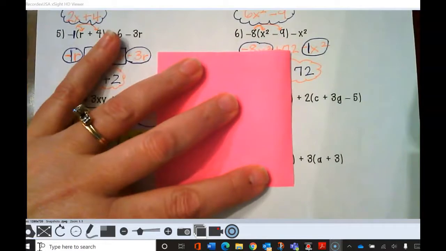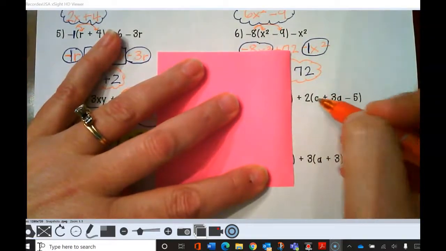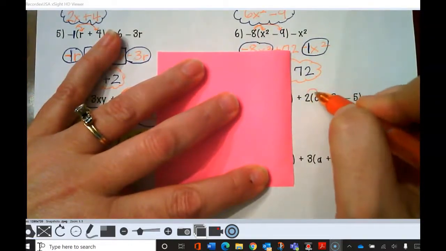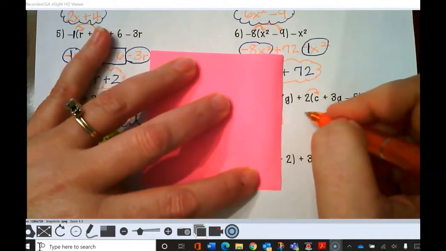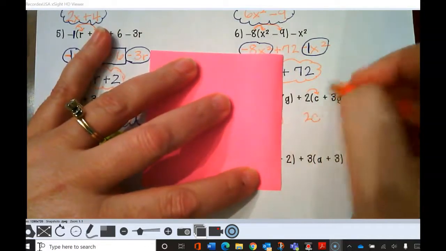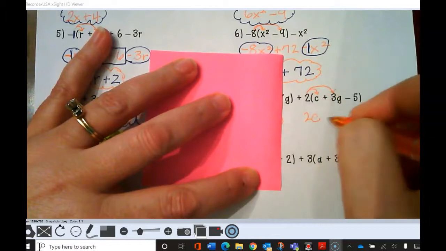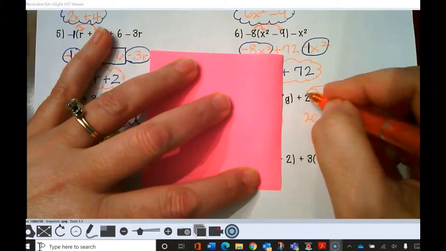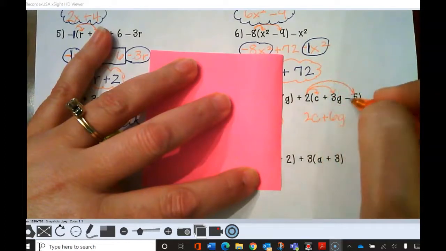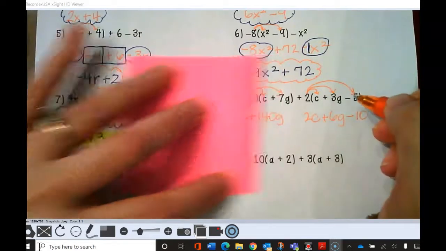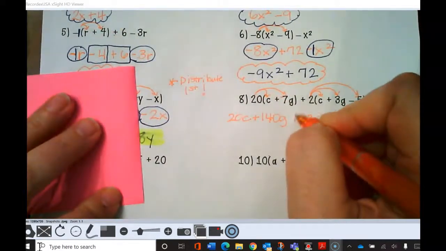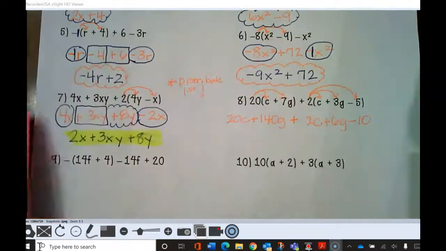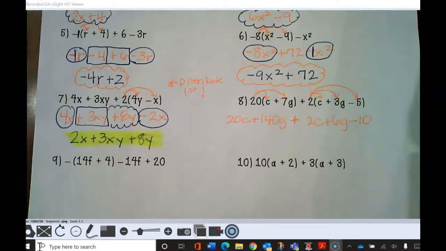Now we're going to look at the other side and then cover up everything we've done. We have 2 times c, which is 2c. I want to make sure it's the same height. Plus 2 times 3g, which is 6g. And 2 times a negative 5 is a negative 10. Now when we move this, there's nothing between it, so it was positive, put a plus.